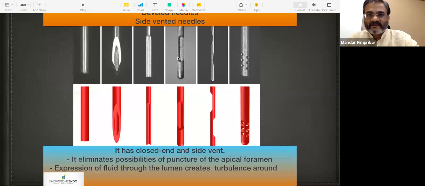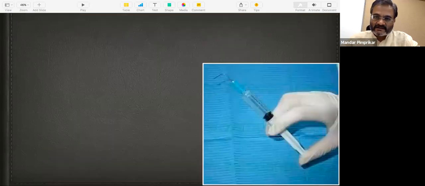Try and use side vented needles. Don't use these side cut needles, because if you're dealing with curved canals, this is a weakest point. It may just break here. Don't use the beveled needles. Always resort to using the side vented needles.